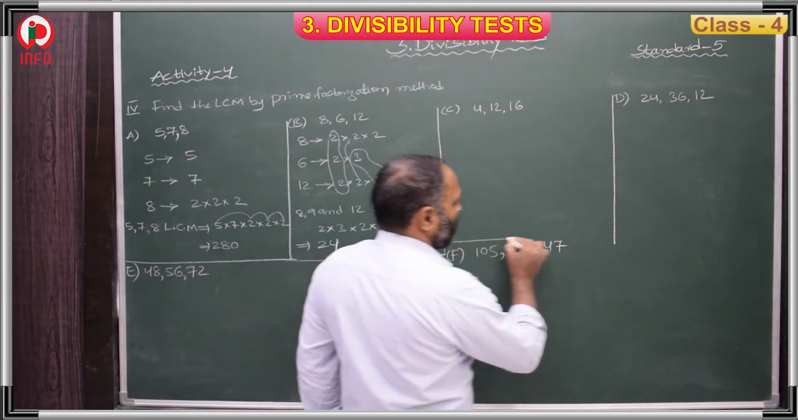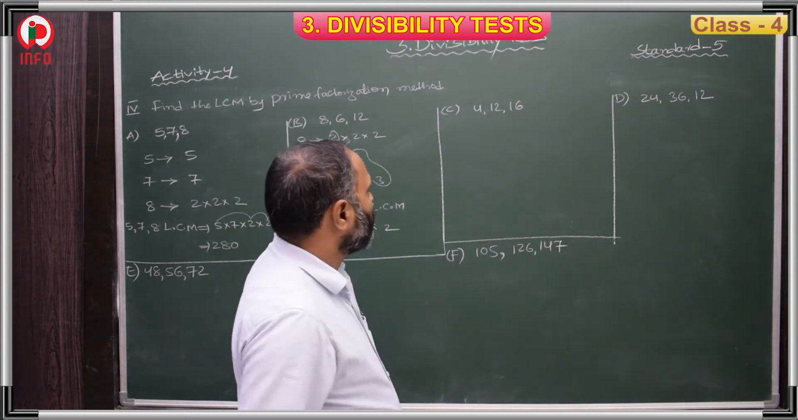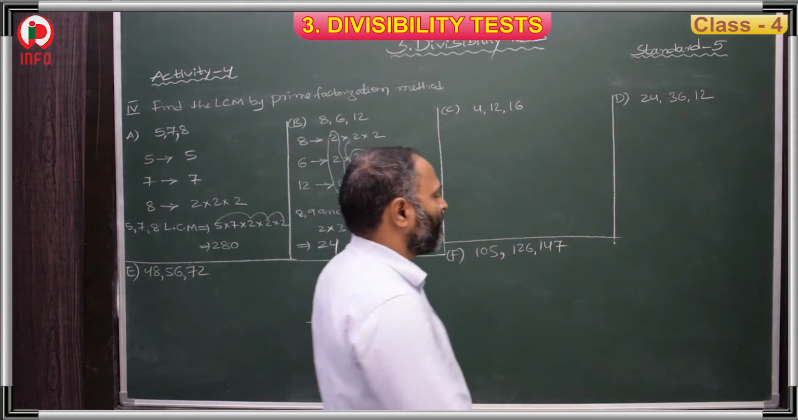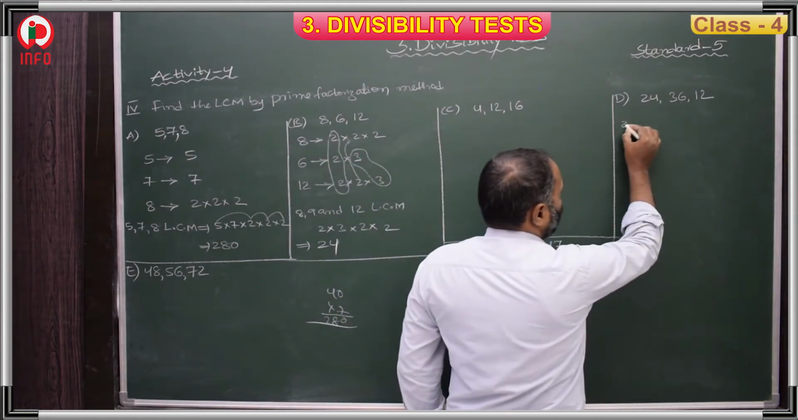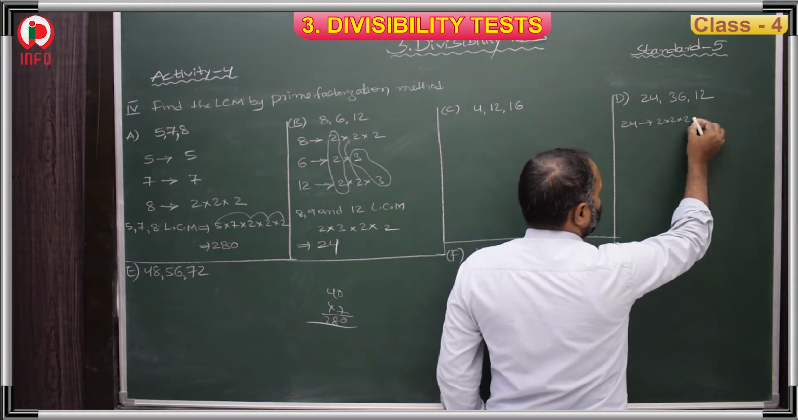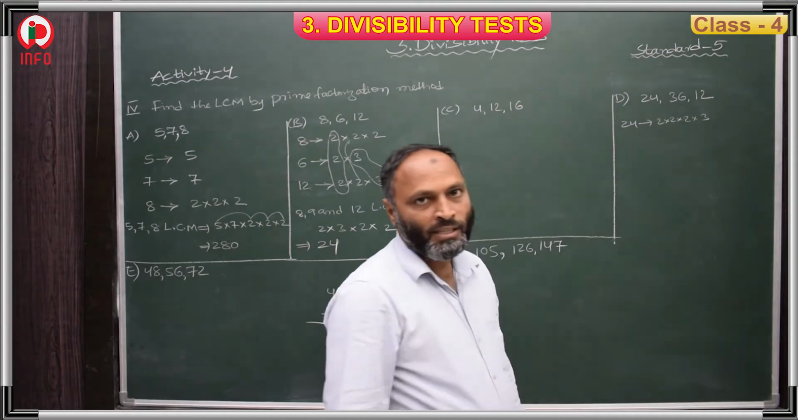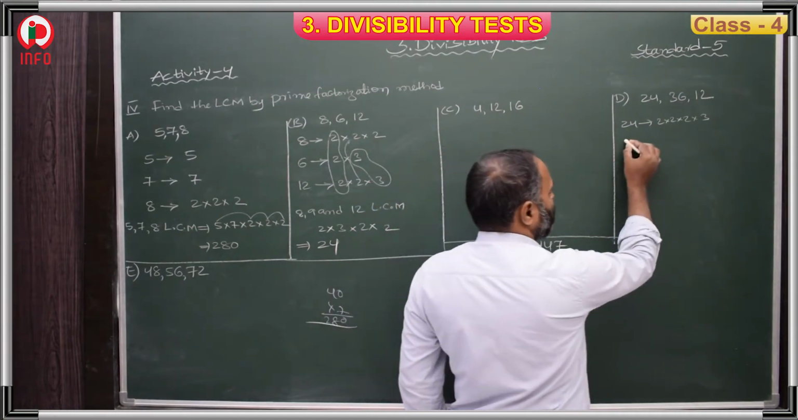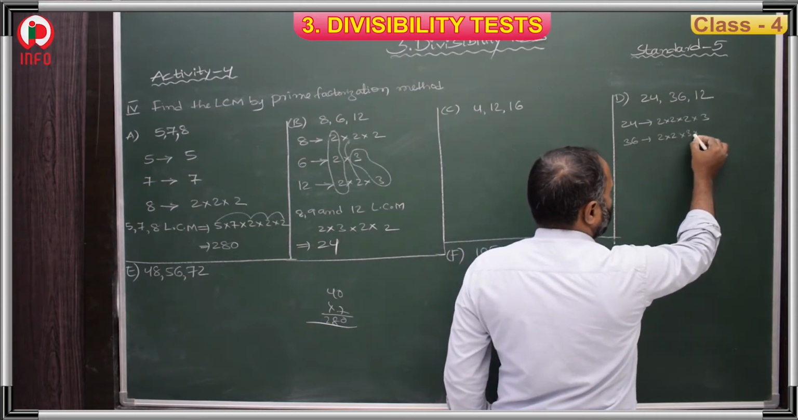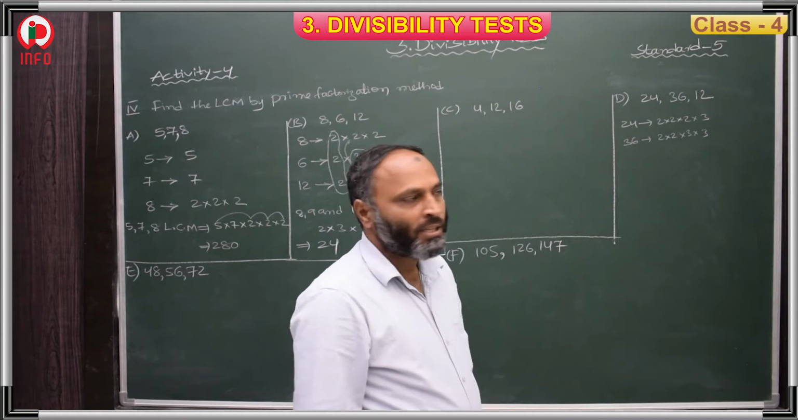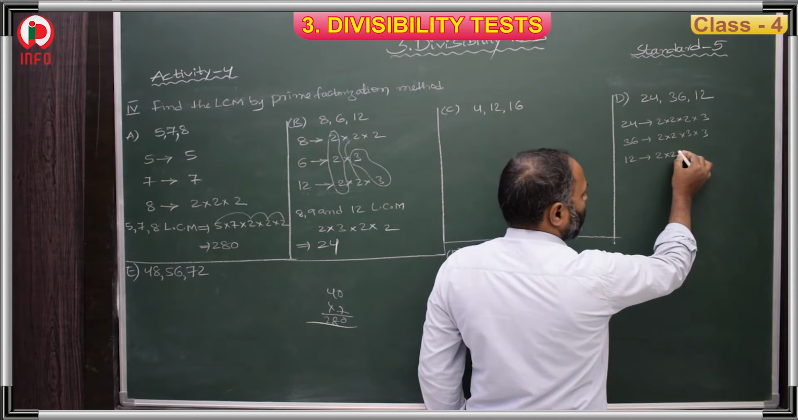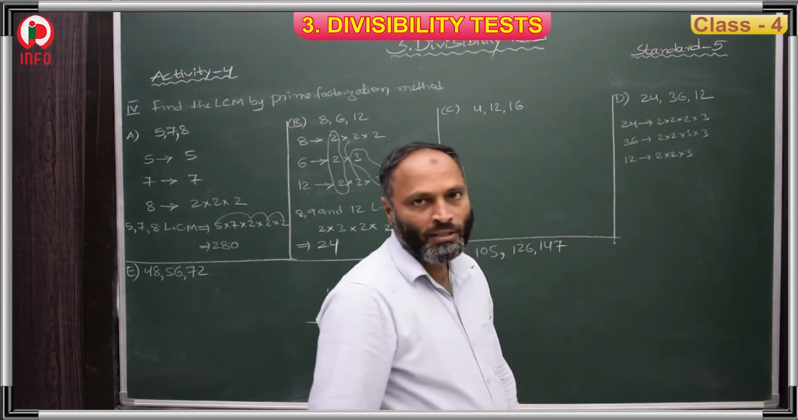Now this fourth question, this C question, is very easy. That is your home assignment. Now D is also the same. 24 prime factors: 2 into 2 into 2 into 3, 8 3s are 24. Next, 36: 2 into 2 into 3 into 3, 12 3s are 36. Now 12: 2 into 2 into 3, 4 3s are 12.